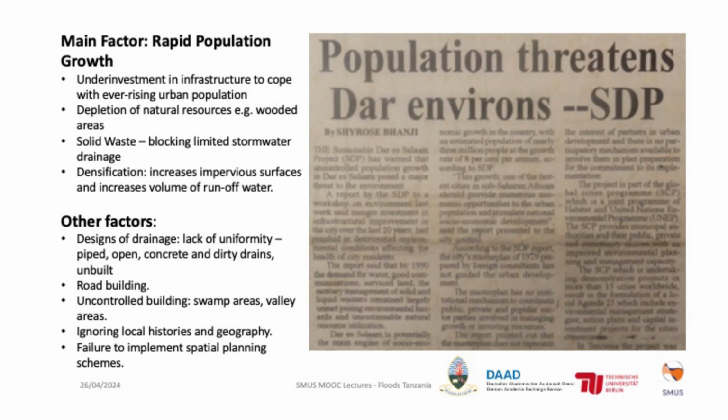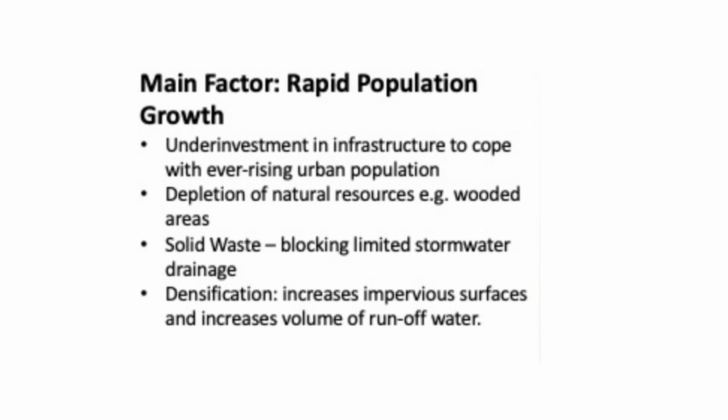So the main factor of flooding in Dar es Salaam, it can be said to be rapid population growth. And in rapid population growth, here we have underinvestment of the urban infrastructure because of the ever-rising population. We also have depletion of the natural resources, and here we are talking of wooded lands and empty lands. They are depleted because people are building with the increase of population. And also we have poor solid waste management, and these are leading to the blockage of the little or few existing drainage system.